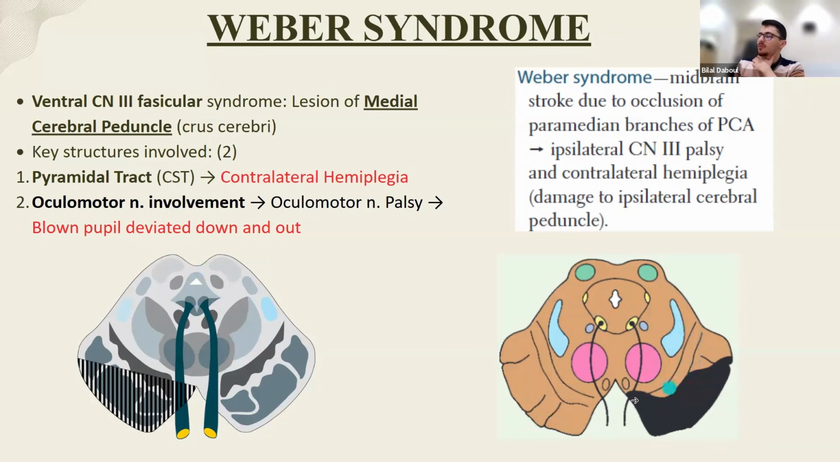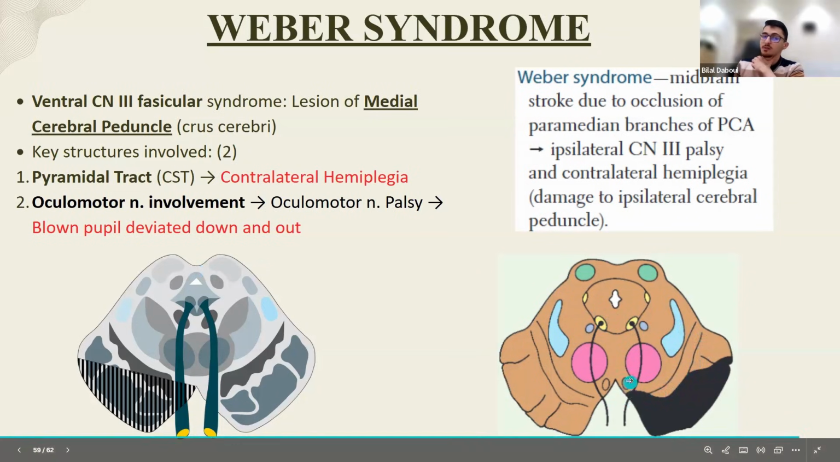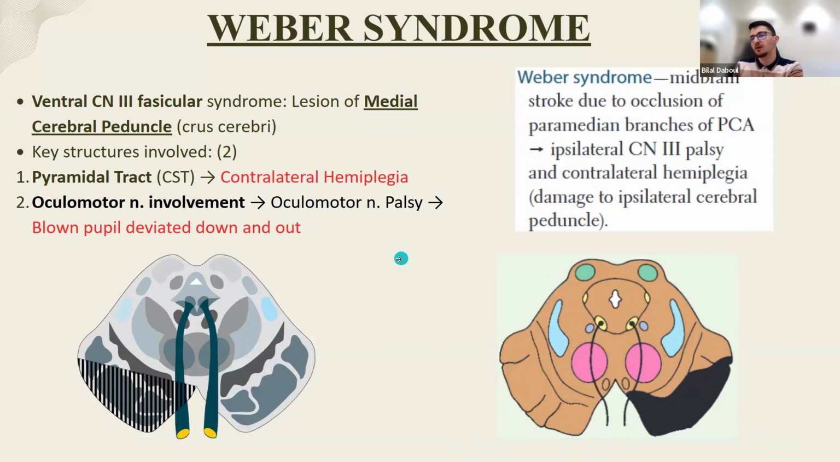Again, this is another image, same thing. The fascicle of the oculomotor nerve is lesioned. The medial aspect of the crus cerebri is also involved. So the descending corticospinal fibers are damaged. You have contralateral hemiplegia. Okay, this is the same thing.